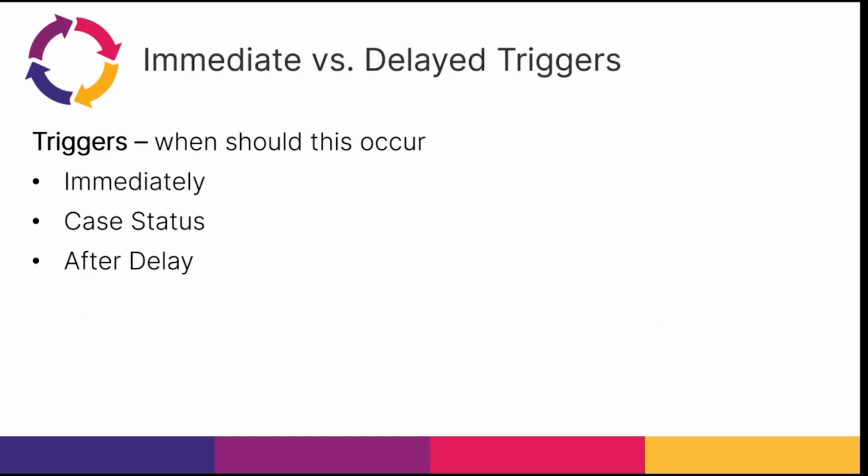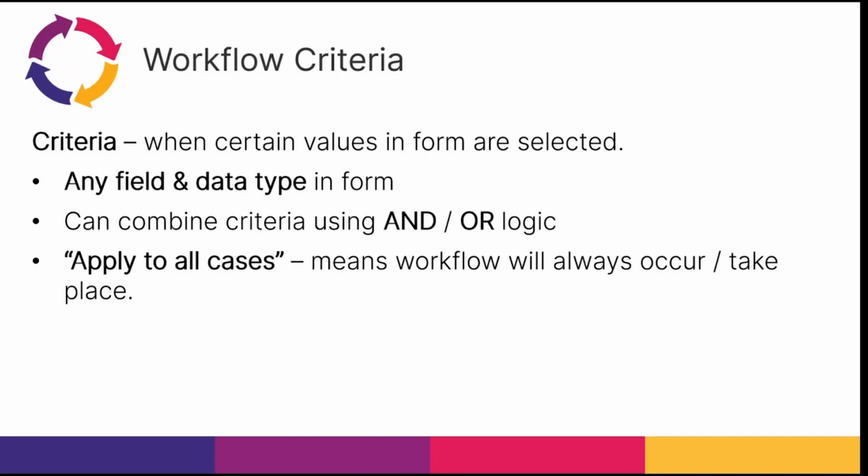Okay, so triggers, I think we talked mostly about this. And as I said, you have these 3 main options to go through. When you use them is, as I said, a part of your diagram and what you're trying to achieve. But basically, your 2 options are immediate or after something happens. So that could be a time delay or a change to the status. And then with criteria, we didn't go over this.